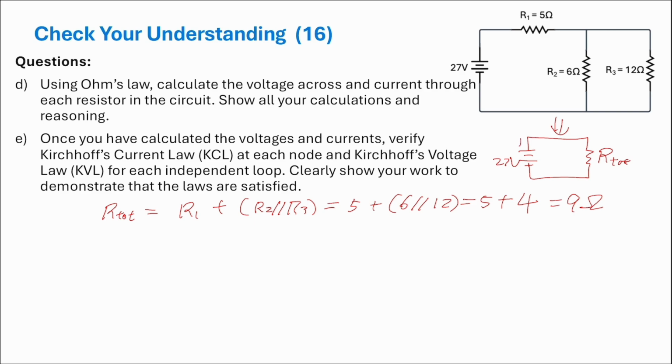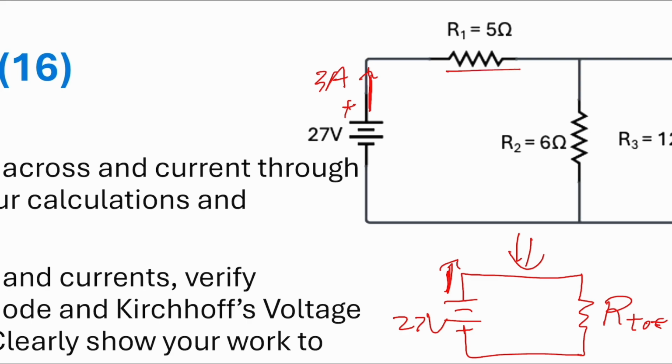So the I total, the current leaving the positive side of the 27 volt battery, is equal to, of course, V over R. This is the total, and this is 27 over 9. This is 3 ampere. So 3 ampere leaves the positive terminal of the battery. Of course, it will be the same as the current through R1. So this is 3 amp. It means this is also 3 amp.